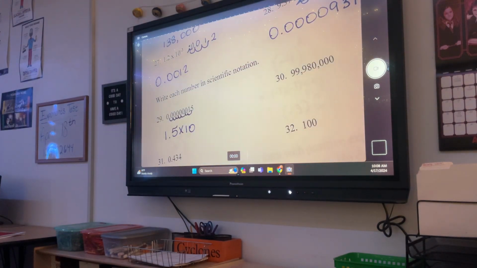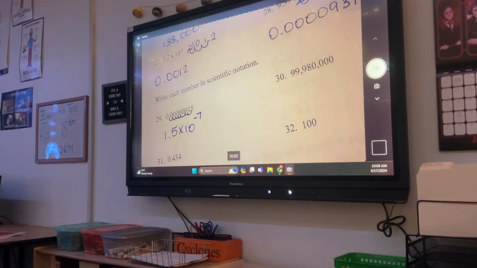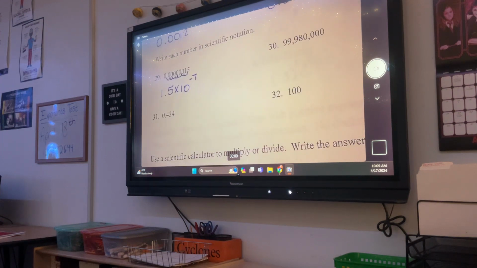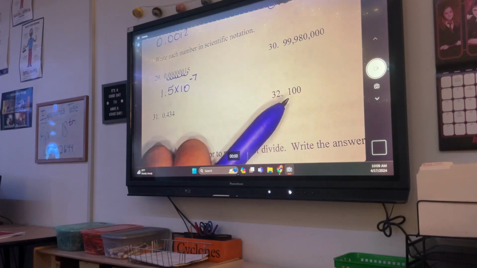And we moved to the right, so it's a negative. Oh, wait. Yeah, it's the opposite. When you go into scientific notation, right is negative. So basically, if you start with a decimal and you're going to a number, it's negative.